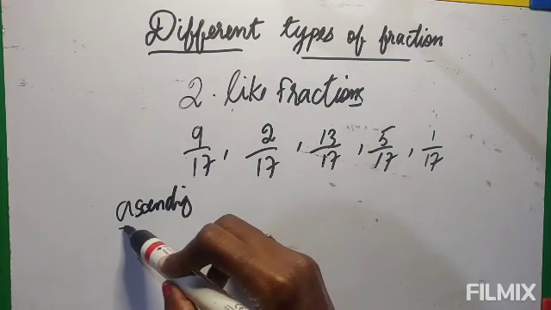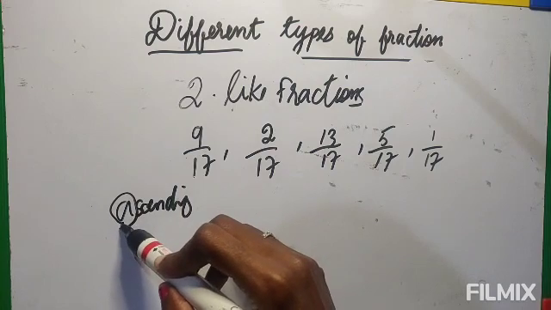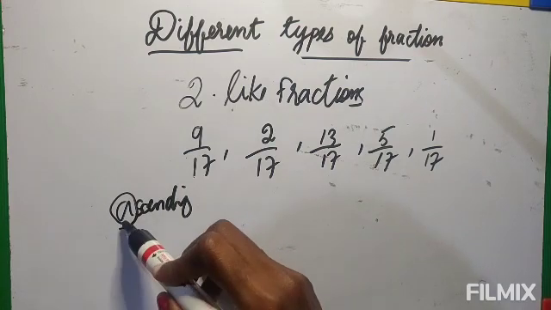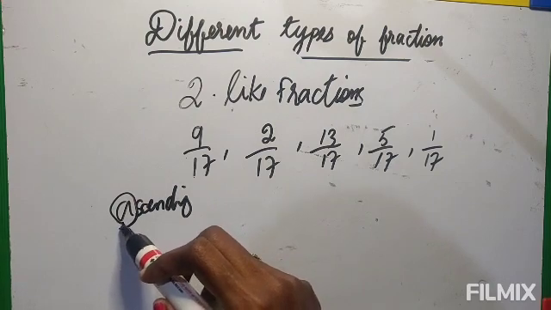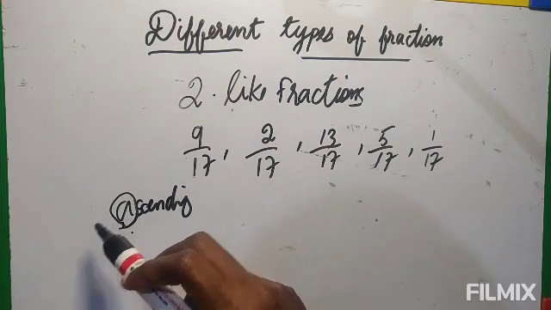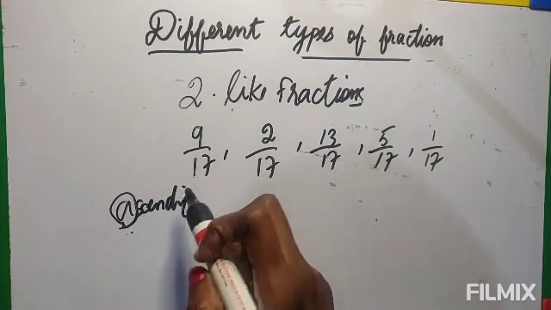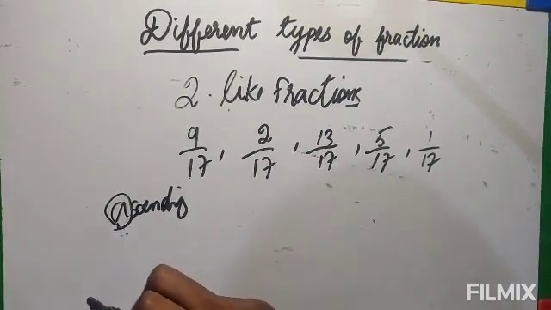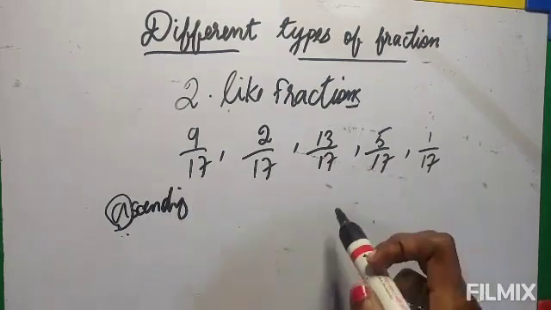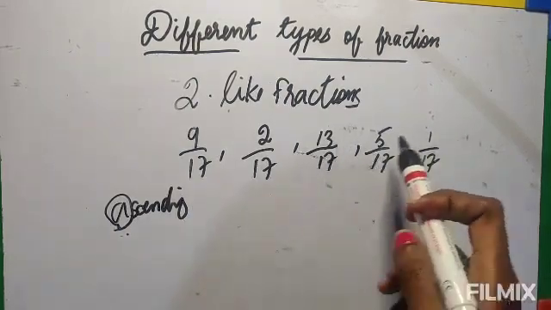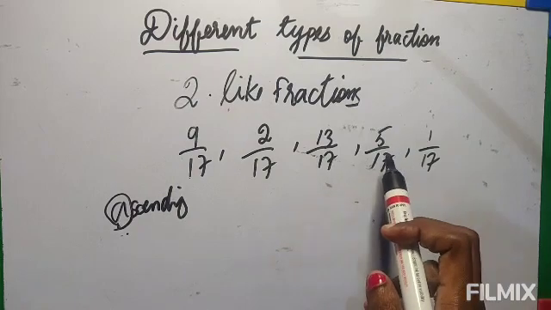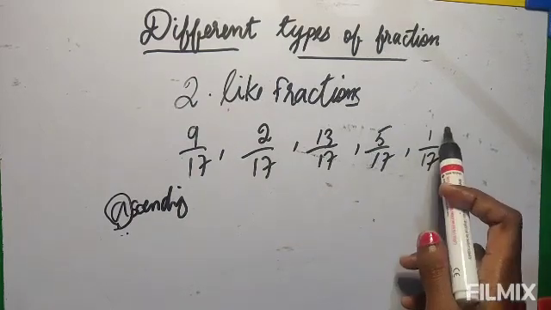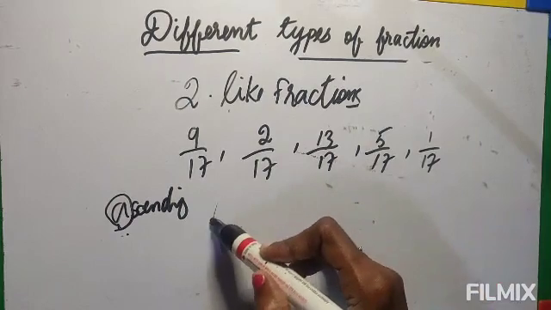See here, the first letter is A. A is the beginning letter, the starting letter of the alphabet in English. So start with the smaller one. A, you think of it as small. If it is ascending, you will start with the smaller one. The smaller fraction you have to write first. A smaller fraction means one with a smaller numerator. Here 1 is the smallest numerator, so that will come first.